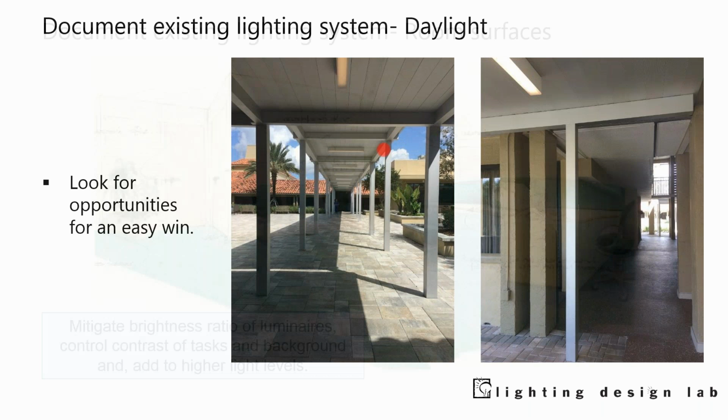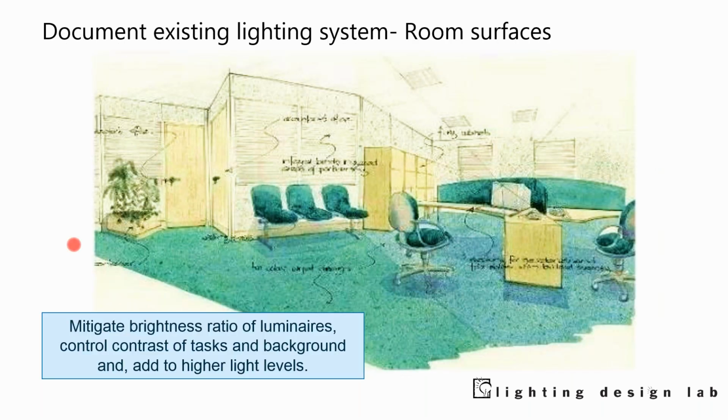Here's one that often gets overlooked, but I think can be fairly important. Document existing room surfaces. So why do we care about room surfaces? Well, they can mitigate brightness ratios, they can control contrast, and they can actually add to higher light levels. So let's take a look.